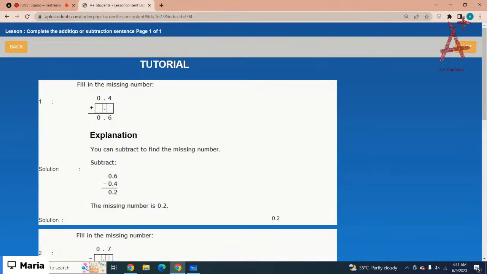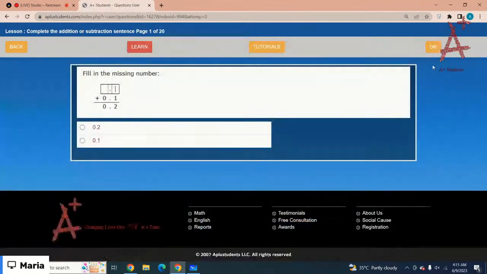So how do we find it? You have to subtract the given number out of the sum. You have to subtract 0.4 out of 0.6. That means the other number is 0.2. Got it? Let's just start with the practice questions.